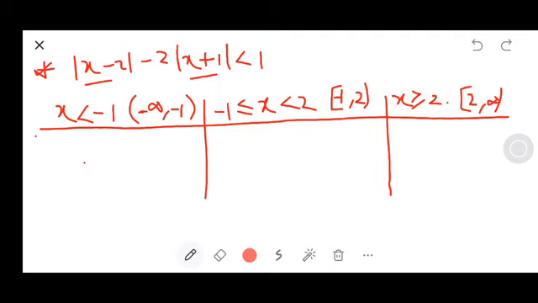Okay, so let us now start. When we look at absolute value of x minus 2, what happens to it when we are in the region of x that is less than minus 1? I want people to tell us, is absolute value of x minus 2 going to be positive or negative when x is less than minus 1?